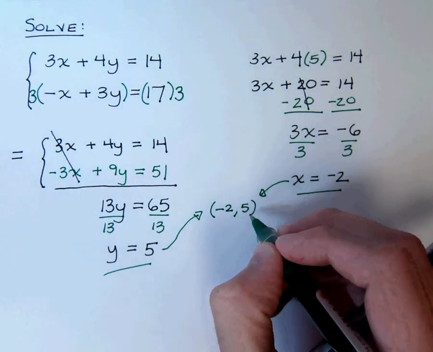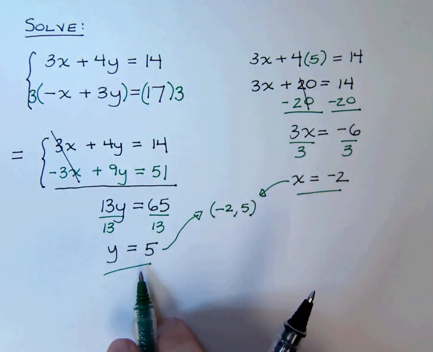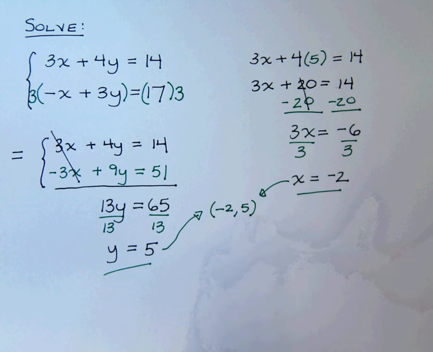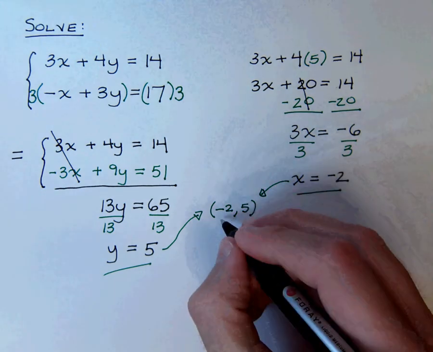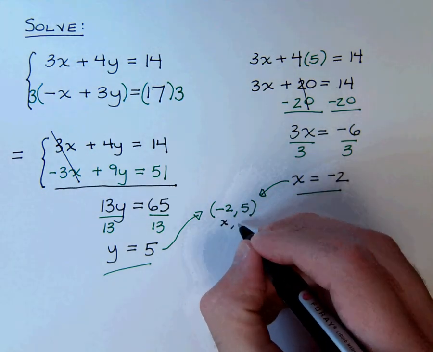You may be thinking, hey, we found 5 first. Why is it coming second? Well, remember that solutions are ordered pairs, and the proper order is x and then y.